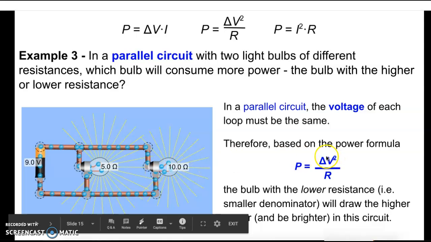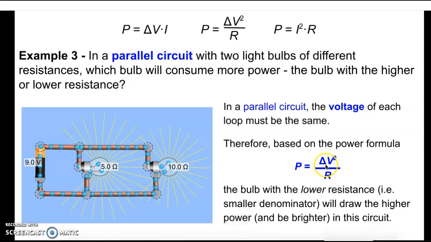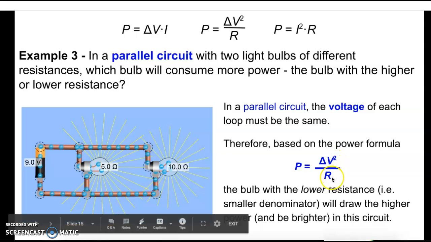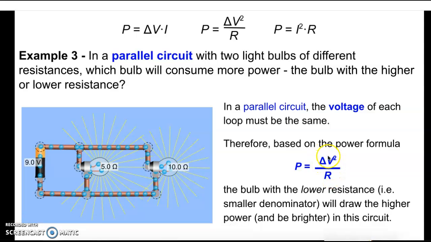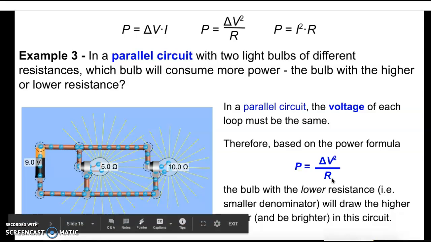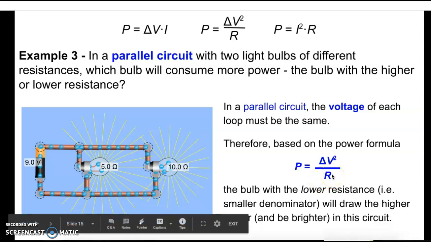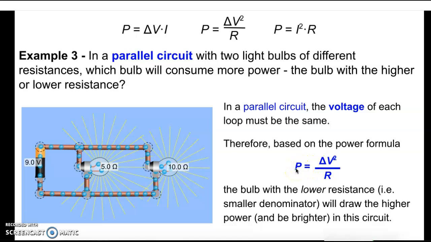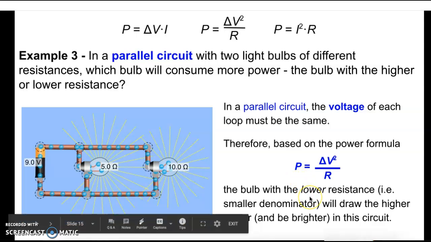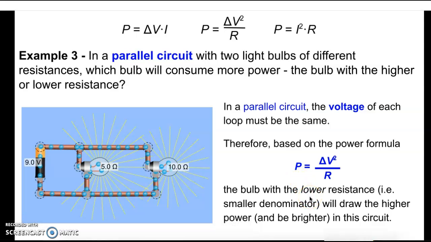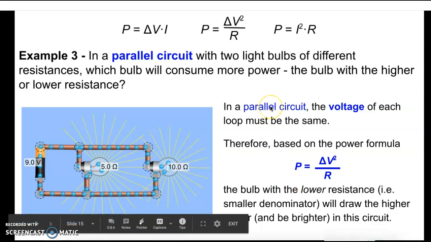But now if I look at the middle formula, power equals voltage squared divided by resistance. So the two light bulbs have equal voltages of 9 volts. However, now the resistance is in the denominator. So a smaller resistance, meaning a smaller denominator, is going to yield a higher value overall for power. So that's why when the light bulbs are in parallel, the ones with lower resistance will have a higher power.